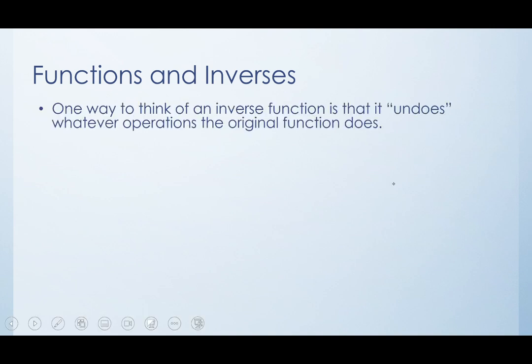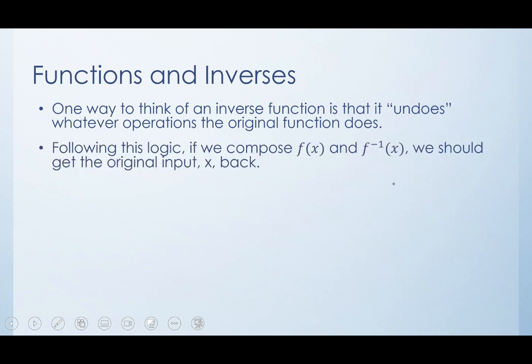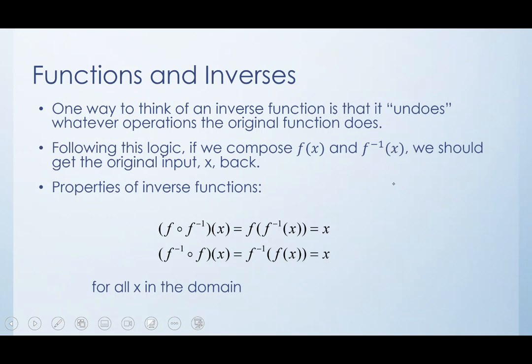And like I said, one way to think about an inverse is that it undoes whatever operations the original function did. So following that logic, if we compose f of x with f inverse of x, we should get back the original input. So this brings us to one more property for inverse functions: f composed with f inverse is equal to x. And for this one, unlike what we saw in the earlier chapters, order of composition doesn't matter because they are inverses. We are going to get out the input x for all x that are in the domain.